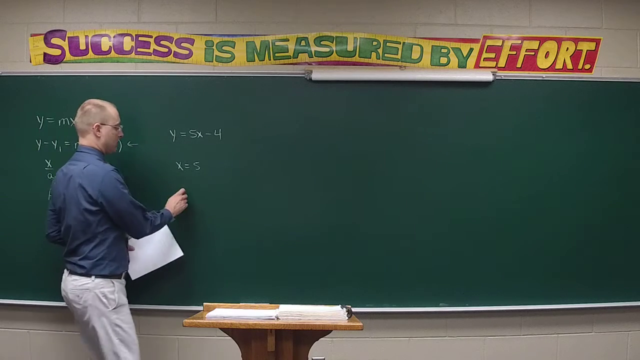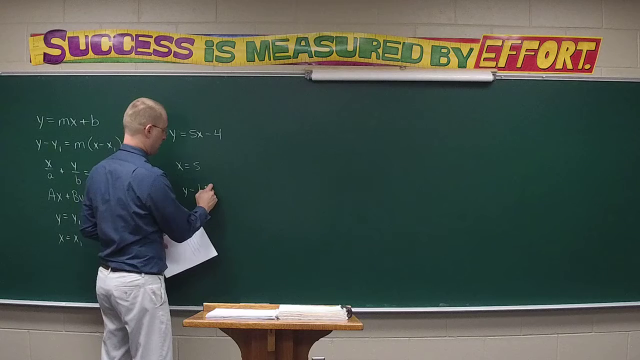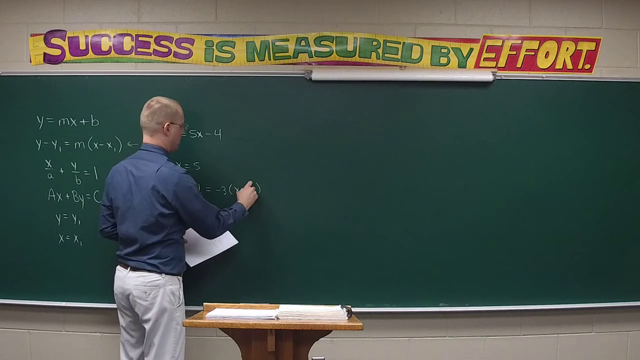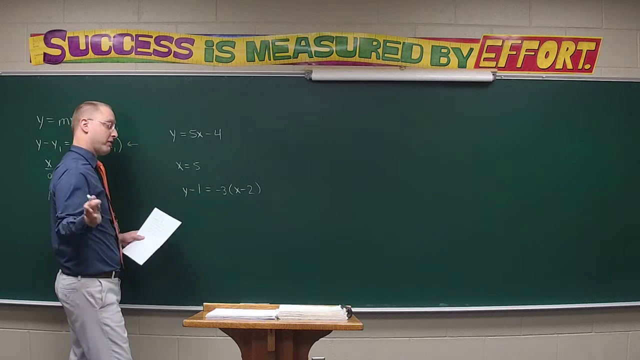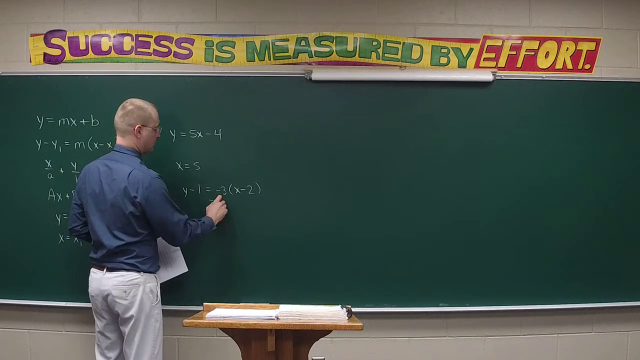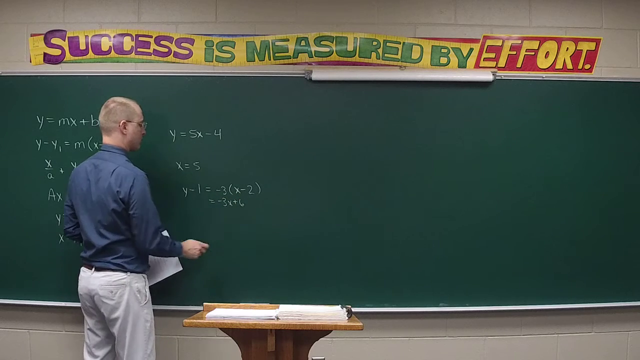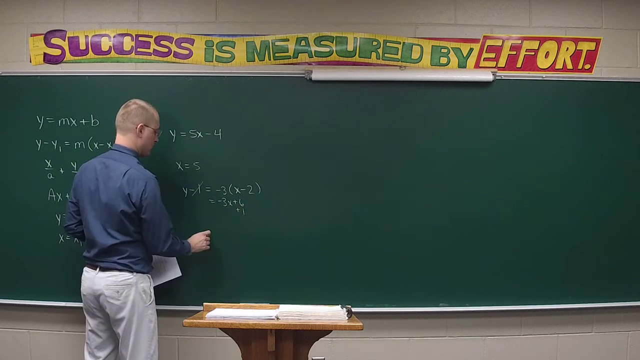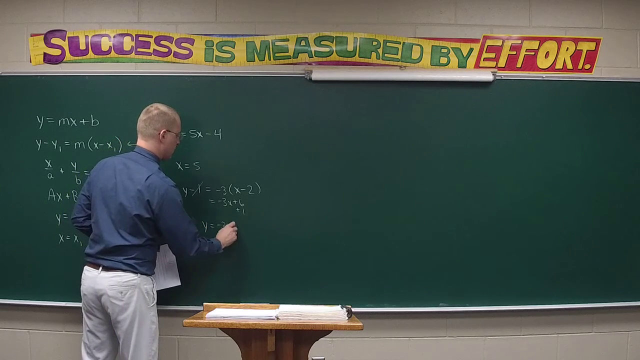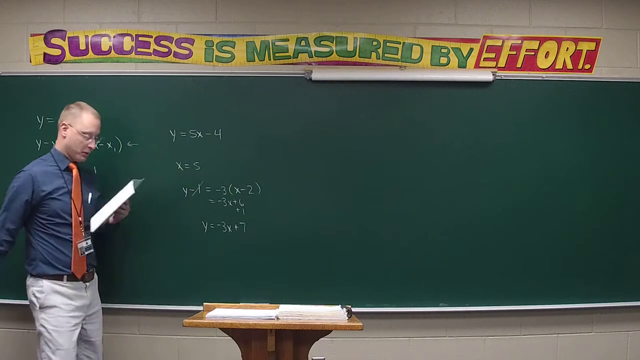y minus 1 equals -3 times (x minus 2). There we go. And then we just have to simplify it down. It'll be negative 3x plus 6. You bring the 1 over as a positive to get 7. So y equals negative 3x plus 7.